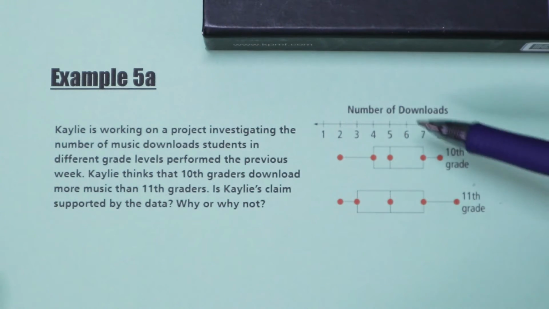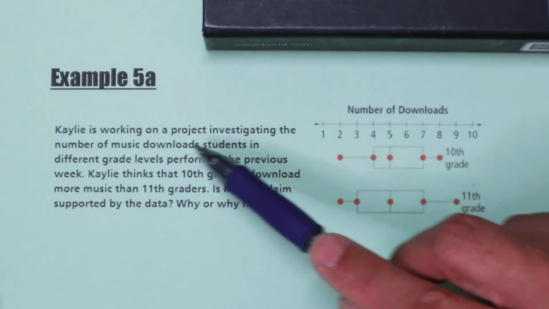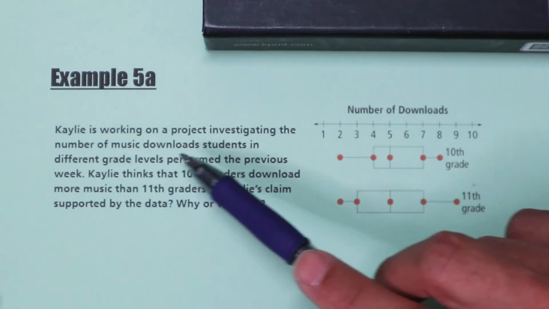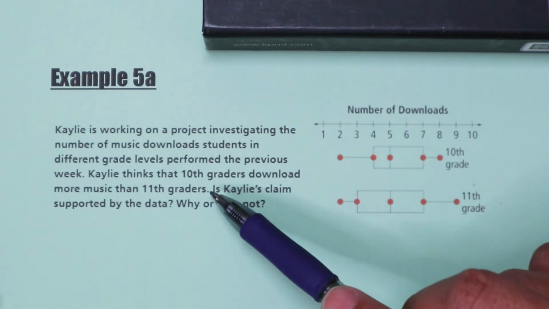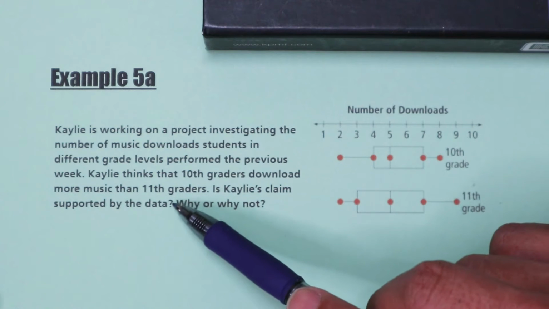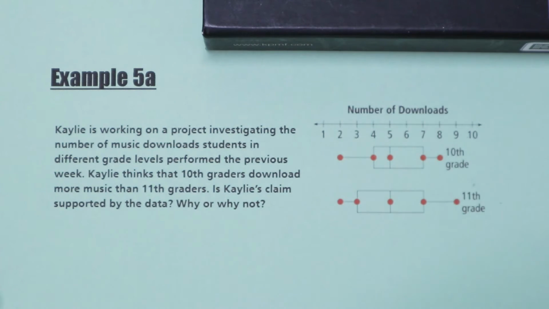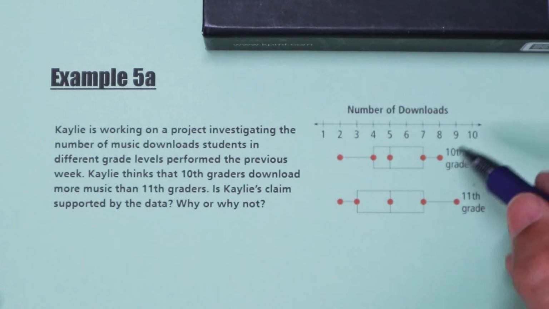Lastly, let's take a look at the last two examples, example 5A and 5B. Here it says Kaylee is working on a project investigating the number of music downloads students in different grade levels performed the previous week. Kaylee thinks that 10th graders download more music than 11th graders. Is Kaylee's claim supported by the data? Why or why not?